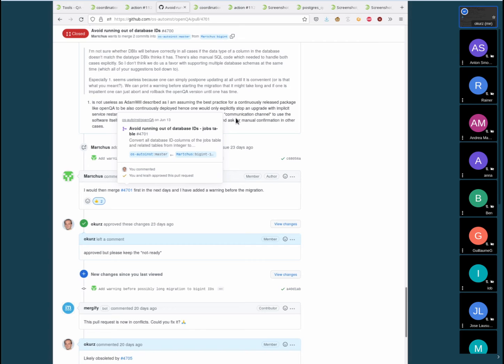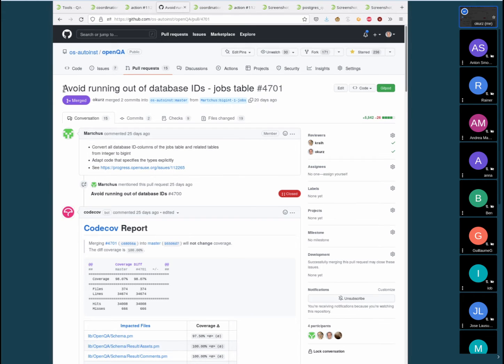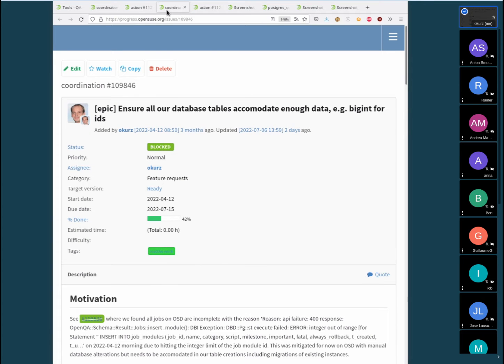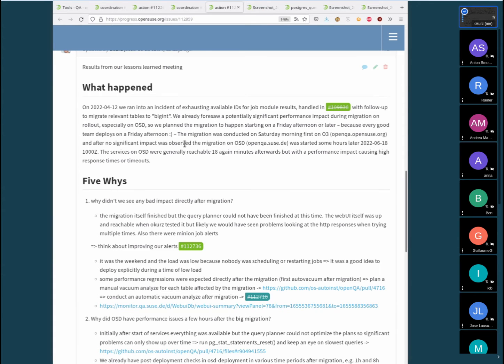So we decided that we will do this change, which is only the jobs table. And we carefully checked beforehand how long the migration would take and what the performance impact would be. And we decided, same as every good team does, to select a time when there would be less impact on users. So we said on Friday afternoon or Saturday morning, we will deploy this change. And we did that. So what happened?